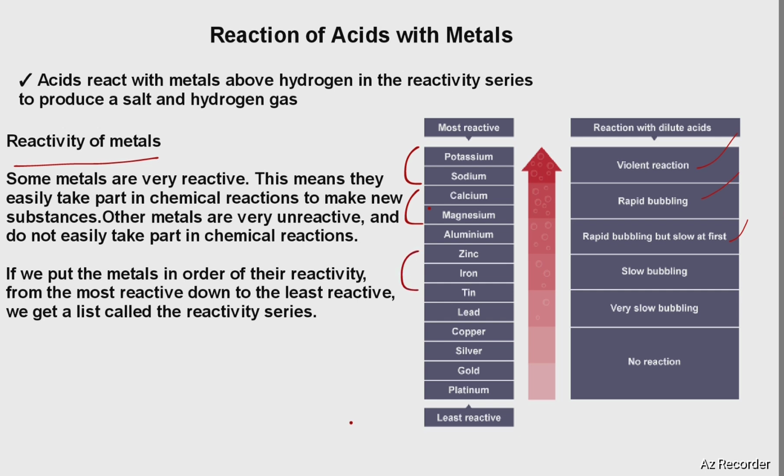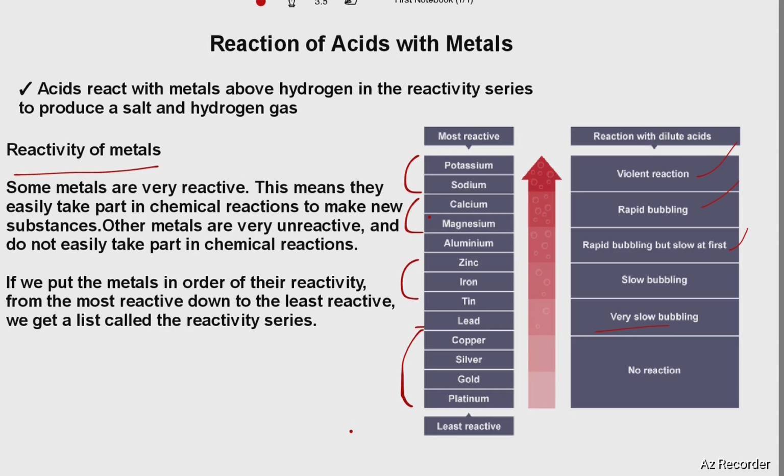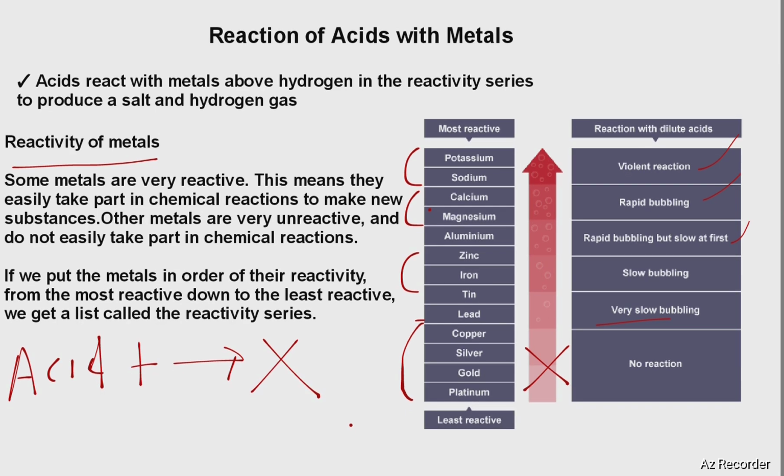When it comes to tin, very, very slow. And these ones now here, copper, silver, gold, these do not even react. They do not react. So never should you ever react directly. This reaction is not going to take place. If you get an acid plus any of these metals, either copper, silver, or gold, the reaction will never take place. So that is one thing that you need to know under this.